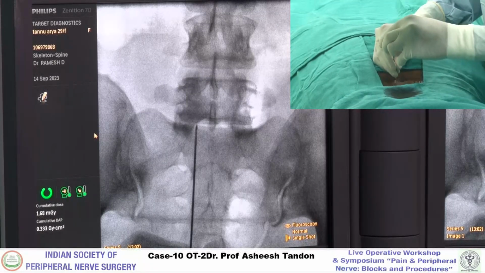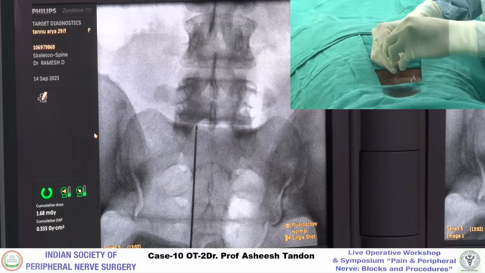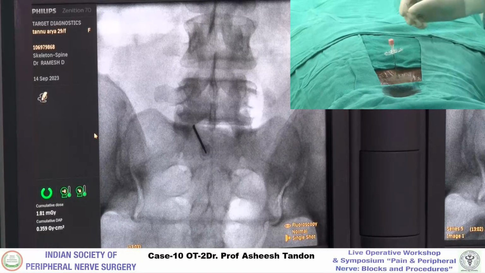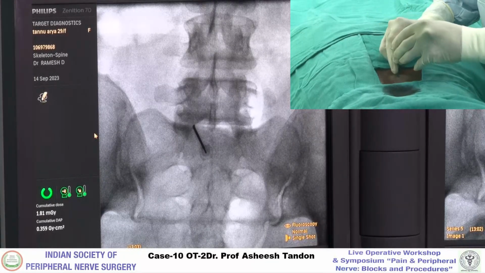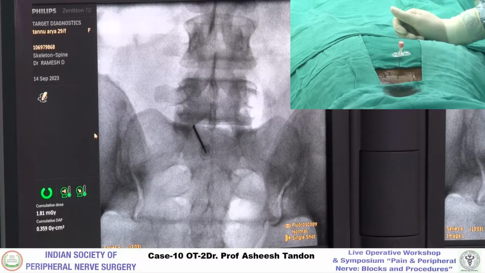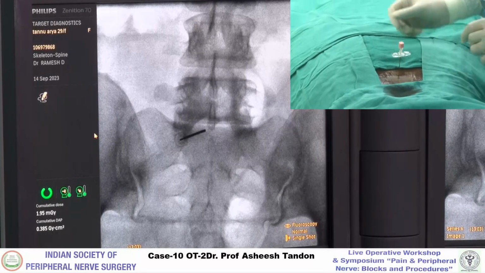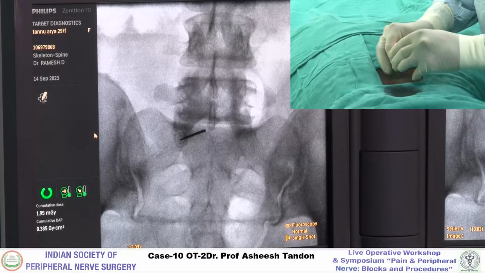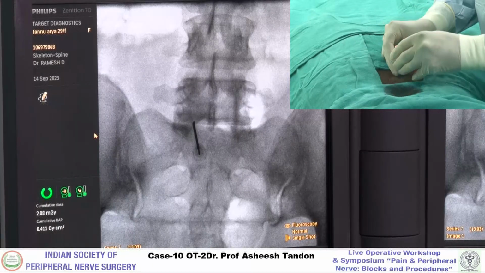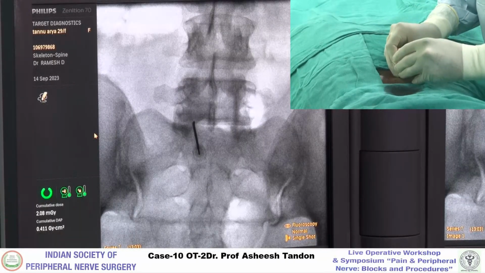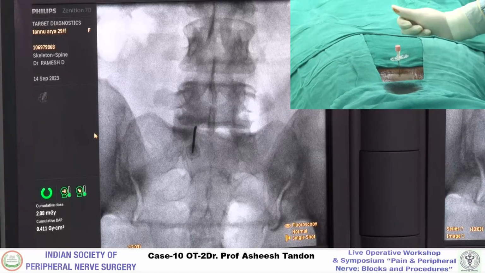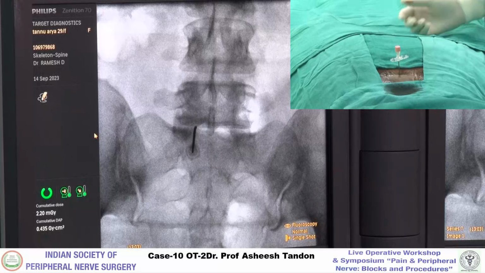So instead of a Tuohy needle, you are using a spinal needle now? No, this is a Tuohy needle. Okay. Lateral.